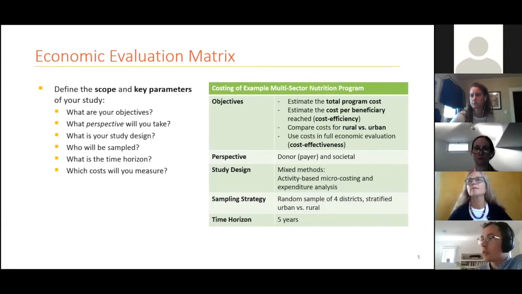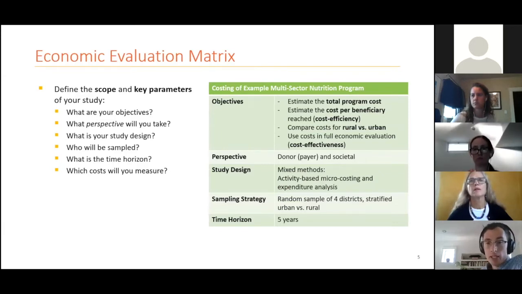We also want to make sure that we estimate the cost per beneficiary, which, as Carol introduced, is a form of cost efficiency analysis. We'd like to compare these costs, the total cost and cost per beneficiary, across rural and urban parts of the country. And because we have the benefit of conducting this costing study in conjunction with a controlled impact evaluation, we can estimate the cost effectiveness of the program in terms of cost per stunting case averted and cost per DALY averted.